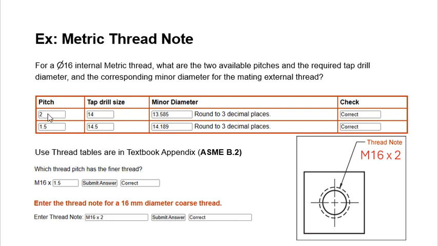So the very first one is coarse, the other one is fine thread, for the same 16 millimeter, while we're having 2 pitches, because the first one is coarse and the second one is fine. This is finer because this is coarser, because 2 is bigger than 1.5. And in this question they want a coarse, so therefore we'll have to use 2 as a pitch right there instead of 1.5. That's it.